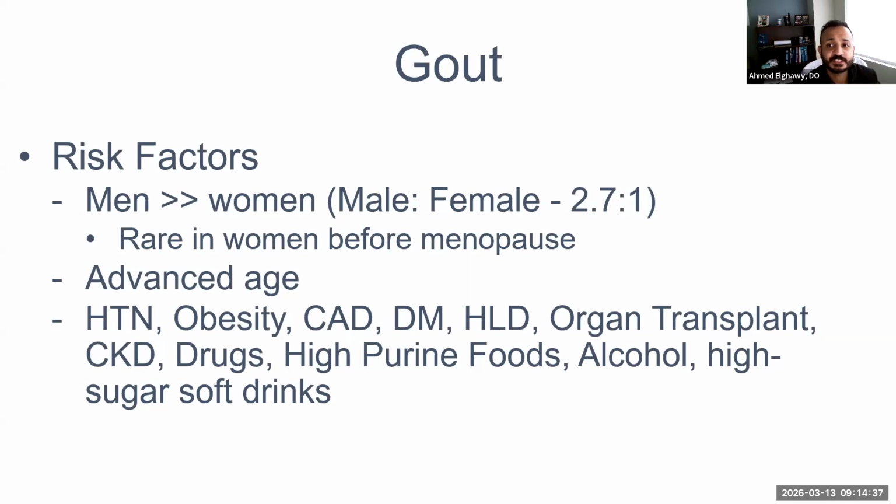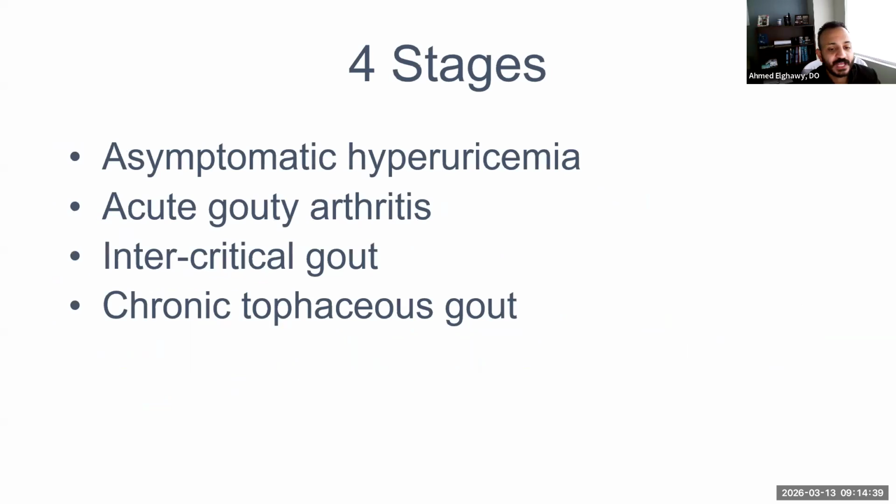We split into 4 stages. For a long time, patients' uric acid will start to climb on its own. They won't even notice. We call this asymptomatic hyperuricemia. Then they'll develop a flare. They'll develop acute gouty arthritis. Then the flare will typically go away.